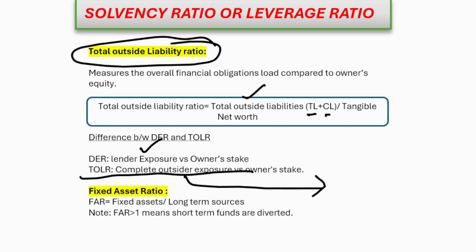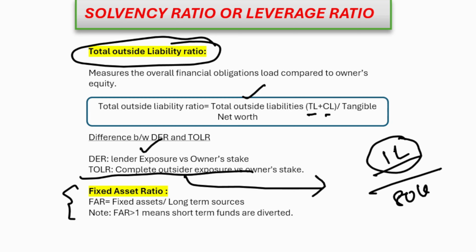Got it? And the other ratio is the fixed asset ratio. What does it determine? Fixed asset ratio is nothing but, out of the long-term resources, long-term liabilities, what percentage is creating fixed assets? That is what the fixed asset ratio indicates. Suppose you have taken a long-term loan of 1 lakh rupees. Out of 1 lakh rupees, at what percentage did you create fixed assets? 80,000 or 90,000. That is what the ratio indicates.